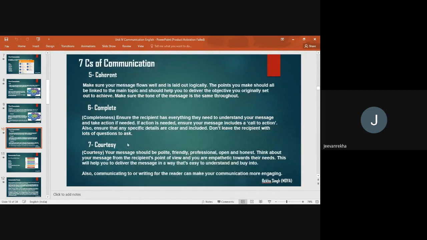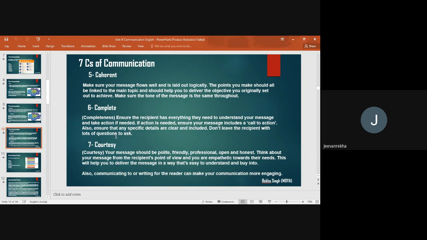Next, 7 C's of communication, 5 point: coherent. Make sure your message flows well and is laid out logically. The points you make should all be linked to the main topic and should help you deliver the objective you originally set out to achieve. Make sure the tone of the message is the same throughout. Your tone of message, either verbal or written, or phonic, whatever it is, it should be original, authentic, logical. Six, complete. Completeness is very, very important to give any message.